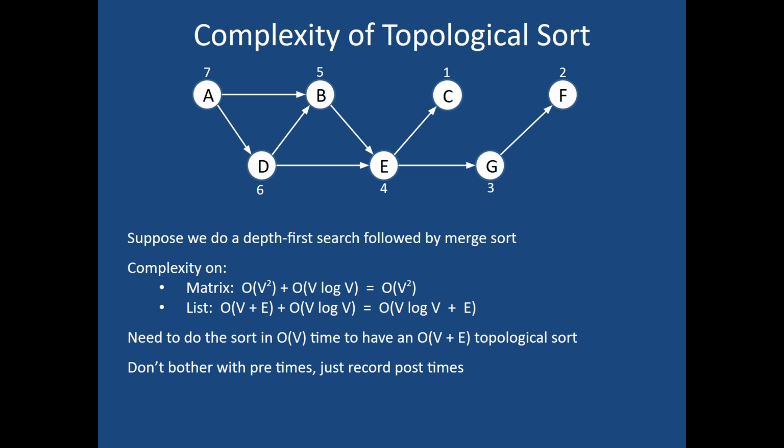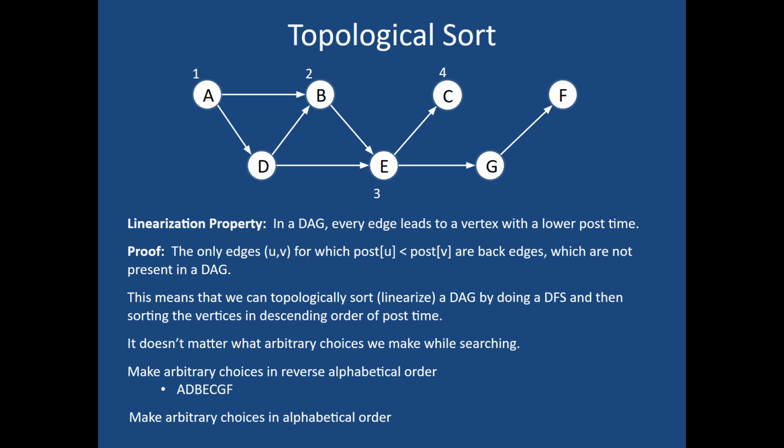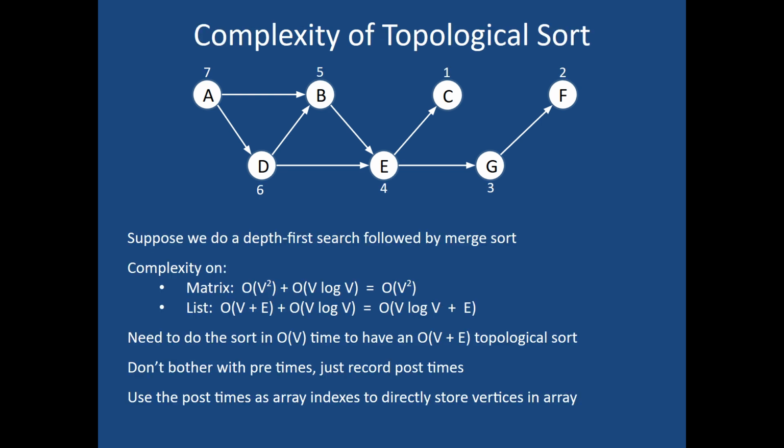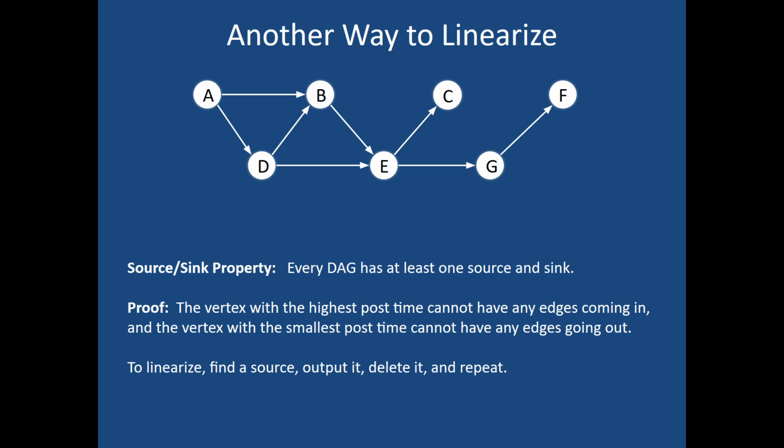Let's go back here. We do the search, and we pay attention when we just got a post time. Suppose we're trying to create a list of the vertices in reverse order of post time. Where should we put the C? At the end of the list. Make it the last element. Keep going, where should we put F? Next to last, right before the C. Put the G right before that, and you work your way back to the beginning. Then E goes in, B goes in, D goes in, A goes in. So as you're searching, you can just build the list backwards. You don't have to get the numbers and then sort. So topological sort is no more complex than depth first search.